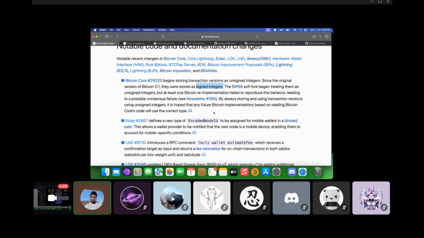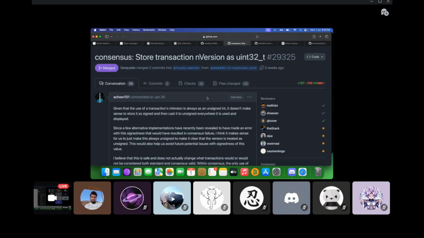So this would lead to a consensus failure, right? Because some implementations would recognize that transaction as it is, and some implementations would not. They would typecast it, which could lead to a consensus failure. So now what this PR suggests, let's go through the PR quickly, is that we do not accept transaction version numbers in the form of signed integers. Rather, we accept them only in the form of unsigned integers.